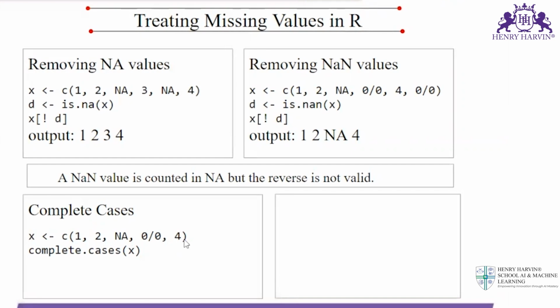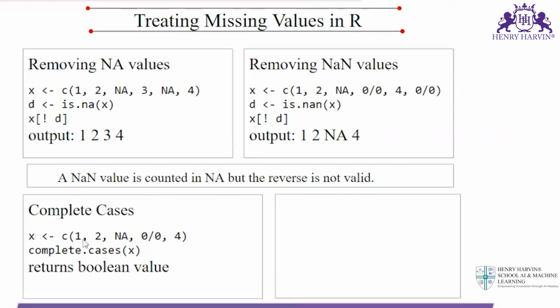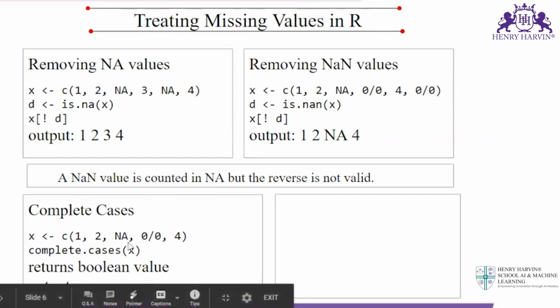So let's see what the output is. It will return you Boolean values. Now, what are Boolean values? That is TRUE and FALSE. Wherever there is a complete case, like the first position, the second position, and the last position, where there is no NA or NaN, it will give a TRUE value there, and wherever there is NA or NaN, it will give the FALSE value.